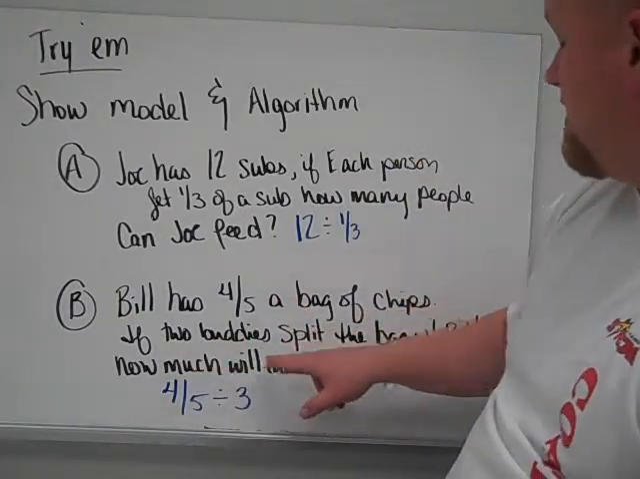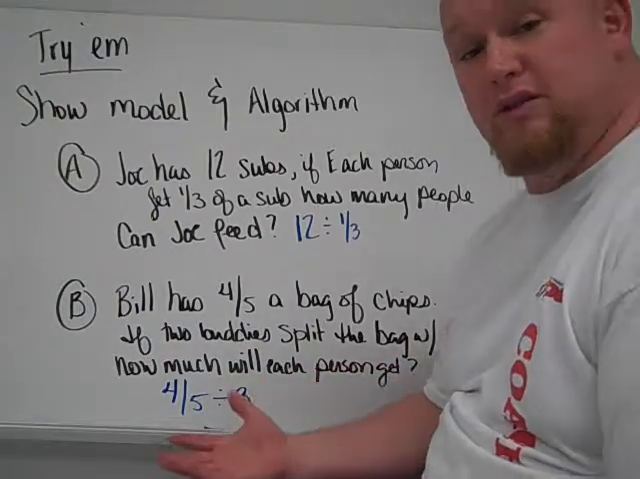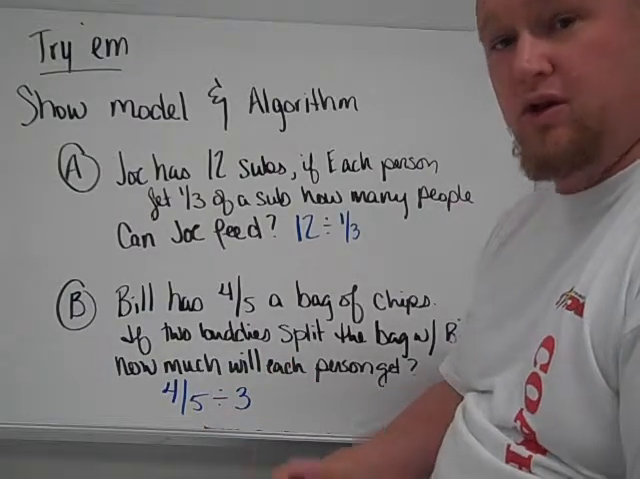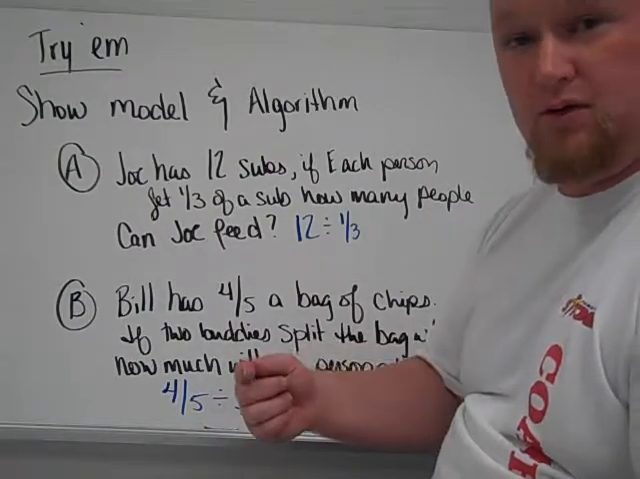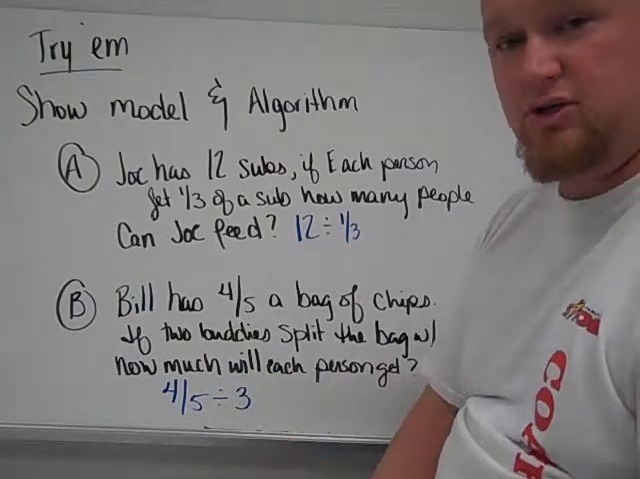If 2 of his buddies split the bag with Bill, how much will each person get? Well, you have 4/5 of a bag of chips. You're dividing amongst 3 people. Don't forget, take the reciprocal and multiply. 4/5 divided by 3, how much is each portion?